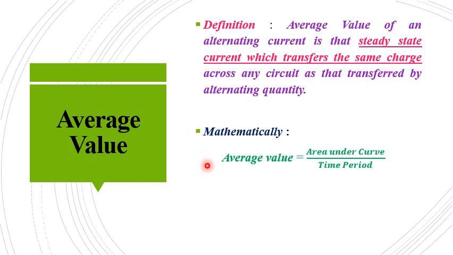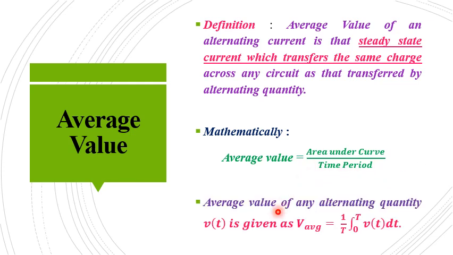Mathematically, average value is equal to the area under the curve, that is, the area under the waveform divided by the time period. The average value of any alternating quantity V of t is given as V average is equal to 1 by T, integral 0 to T, V of t dt. So the average value is calculated for a complete cycle.